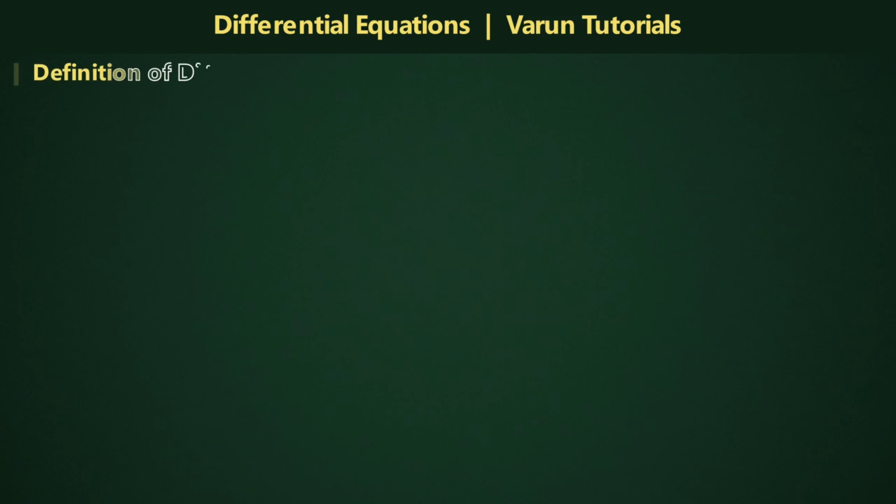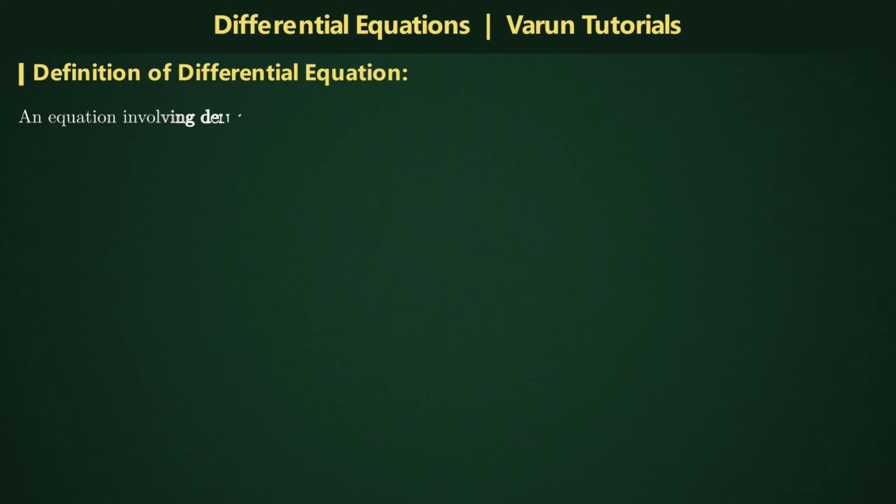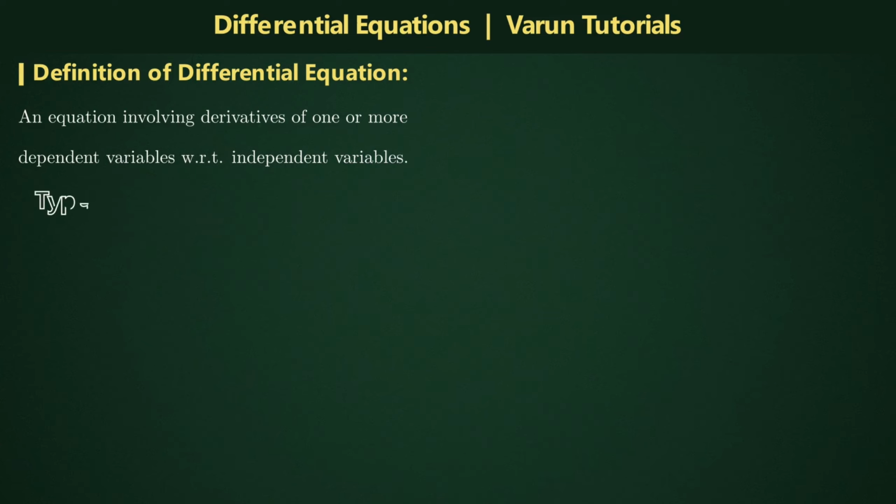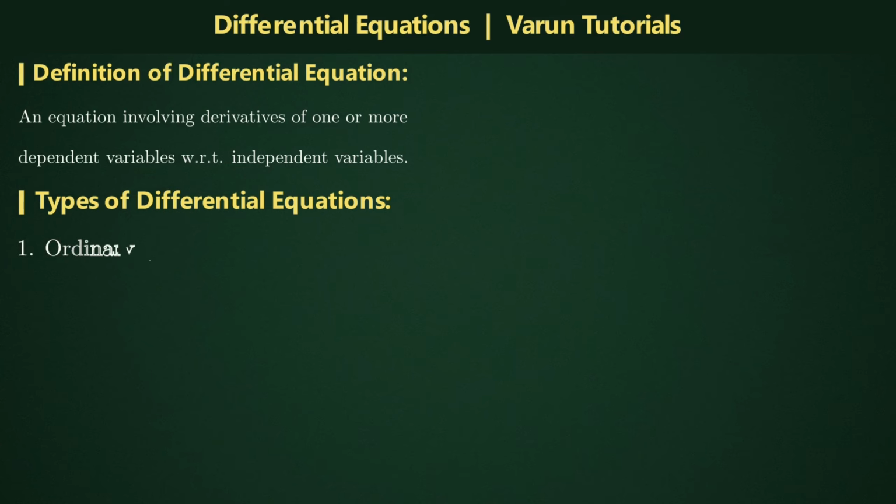First, let us look at the definition of a differential equation. A differential equation is defined as an equation involving derivatives of one or more dependent variables with respect to one or more independent variables. Next, there are two primary types of differential equations. First, we have ordinary differential equations, and second, partial differential equations.